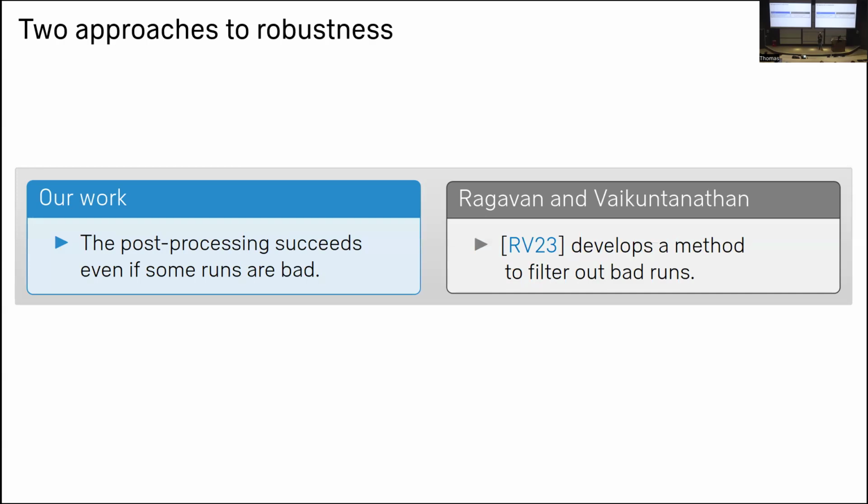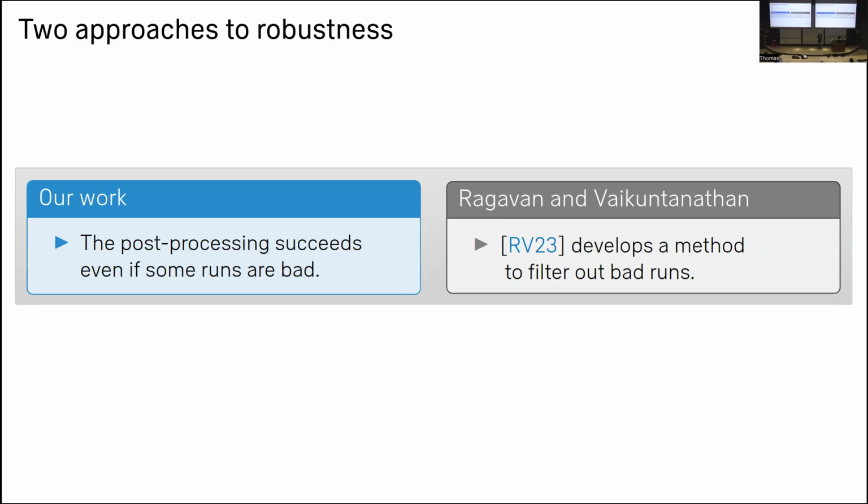First, in our work, we have actually analyzed Regev's originally proposed post-processing and argued for its robustness. Separately, Regev and Vaikuntanathan have developed a method to distinguish between good and bad outputs from the quantum algorithm, allowing filtering out the bad outputs.